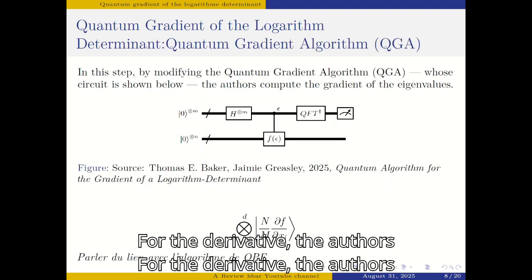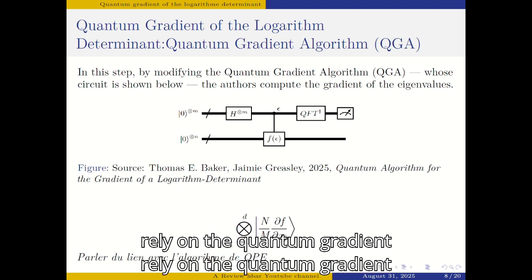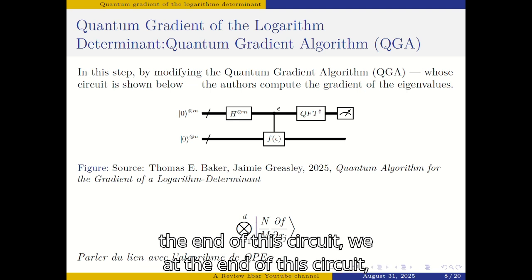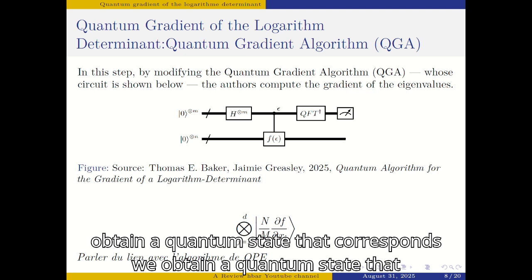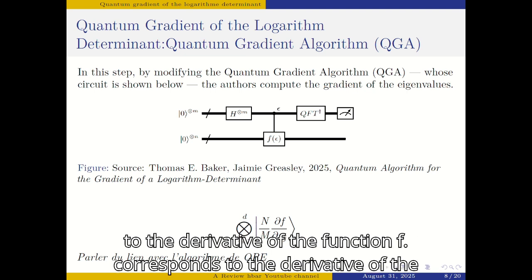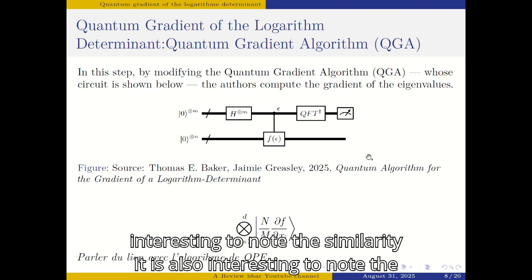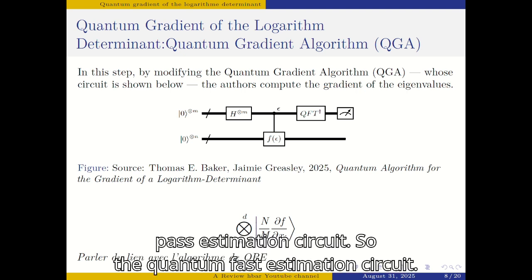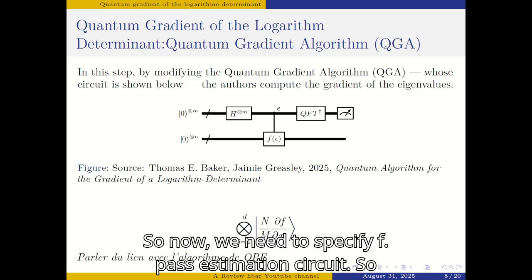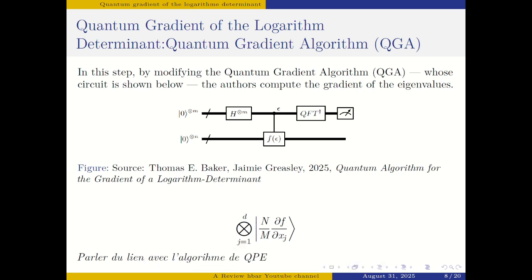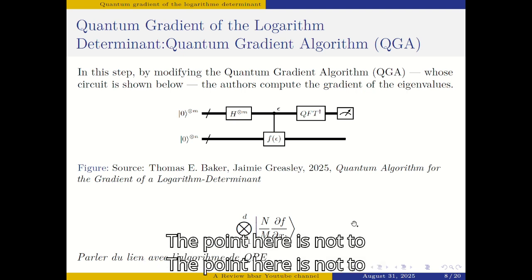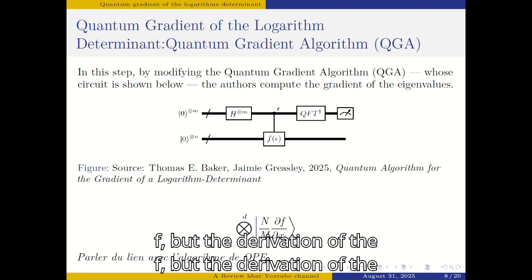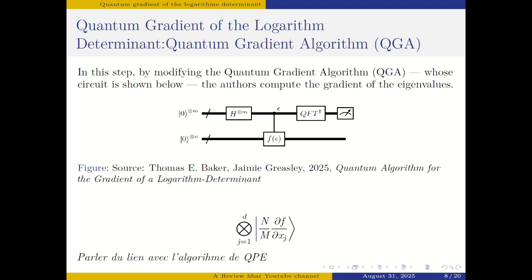For the derivative, the author relied on the quantum gradient algorithm. They show that at the end of this circuit, we obtain a quantum state that corresponds to the derivative of the function f. It is also interesting to note the similarity of this circuit with the quantum fast estimation circuit. So now we need to specify f. The point here is not to take the derivation of f, but the derivation of the eigenstate.